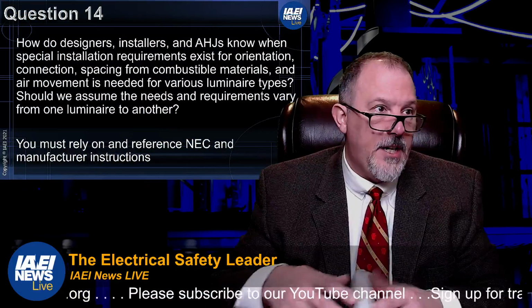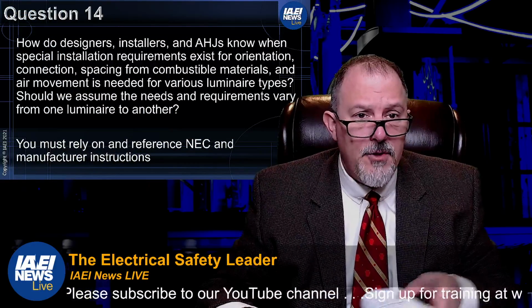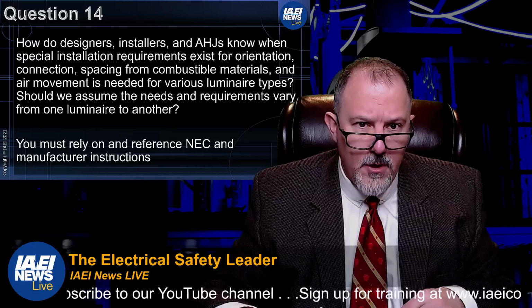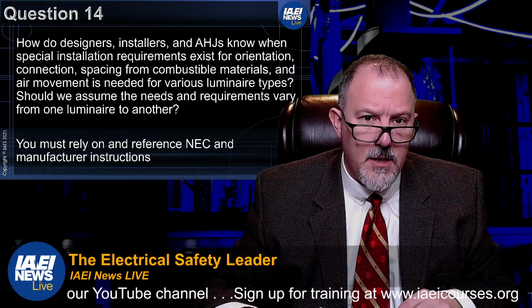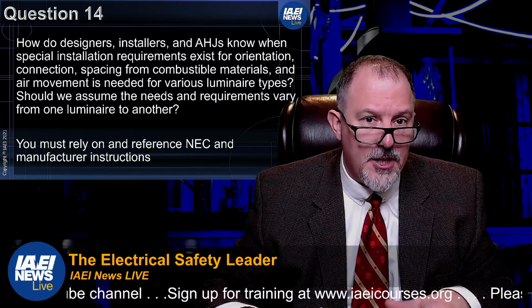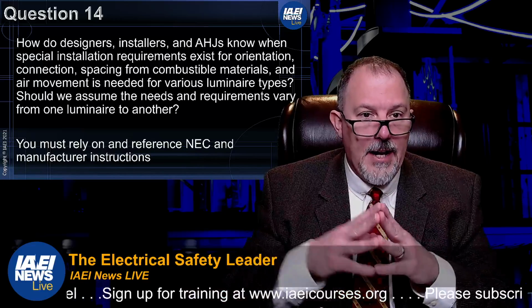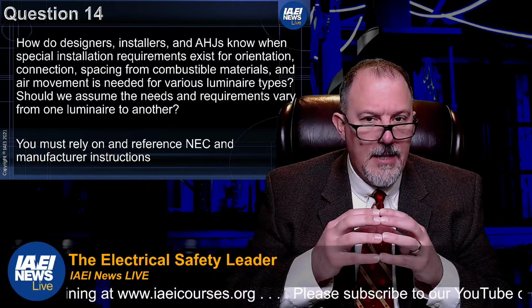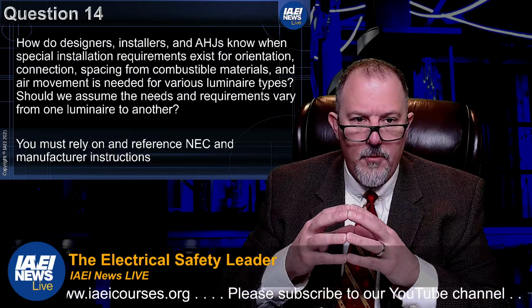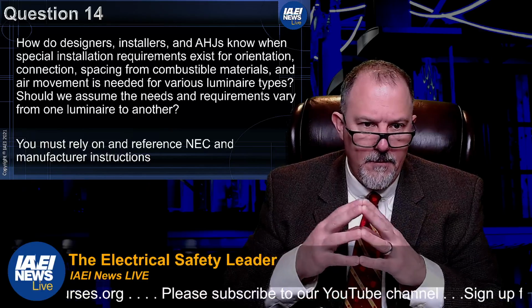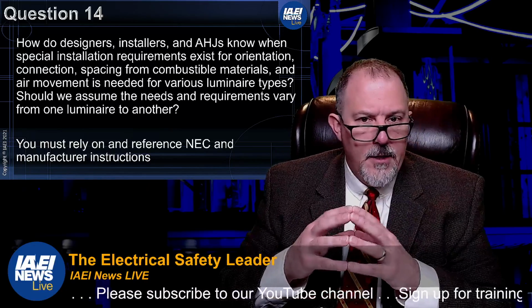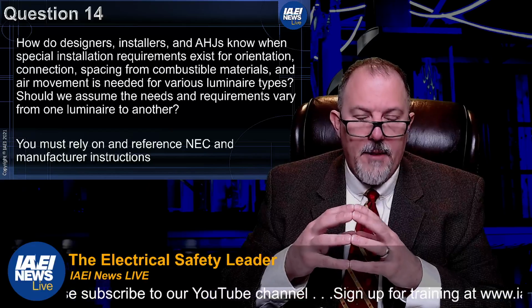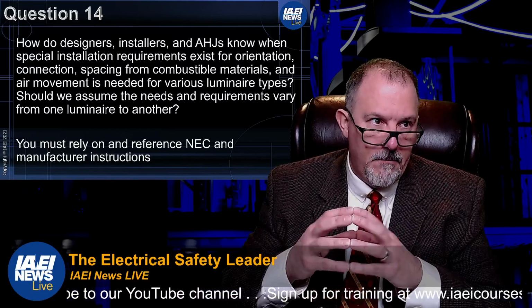So look at number 14. How do designers, installers, and AHJs know when special installation requirements exist for orientation, connection, spacing from combustible materials, and air movement needed for various luminaire types? Should we assume the needs and requirements vary from one luminaire to another? We have to rely on the manufacturer's instructions and the code.